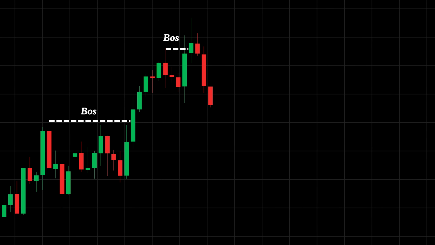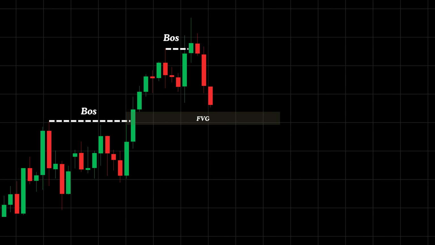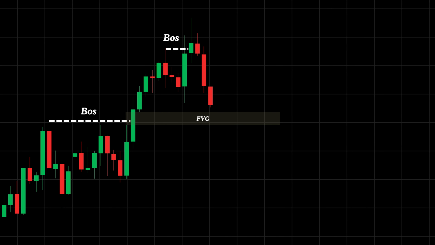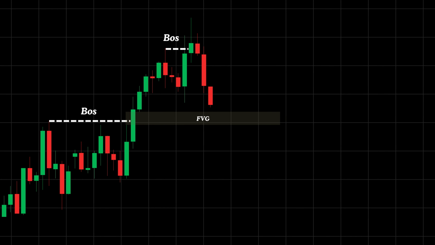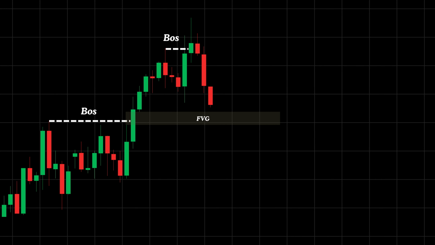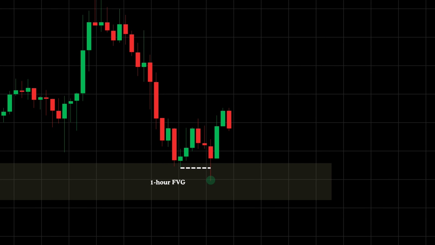Once the trend is established, the next task is identifying fair value gap zones. On the higher time frame, these gaps carry more weight and often serve as strong support or resistance areas. After locating these gaps, wait for the price to retrace into one. Once it enters that zone, drop down to the lower time frame to find your trade setup.